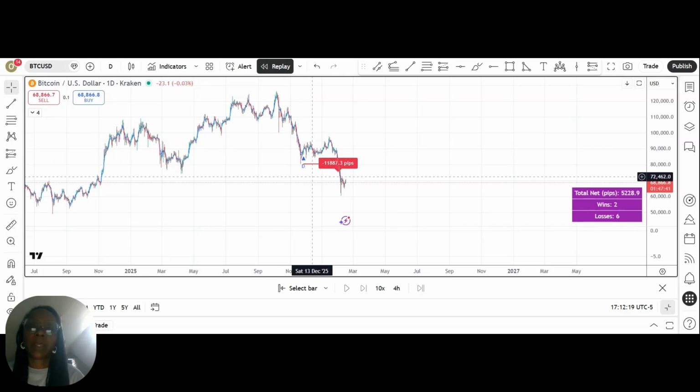So that is my view and how you can use the Touche indicator to help you in your trading and investing.